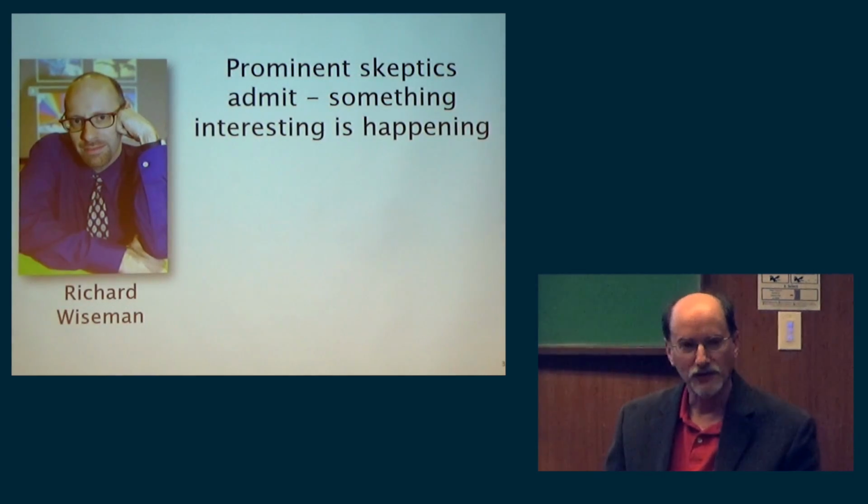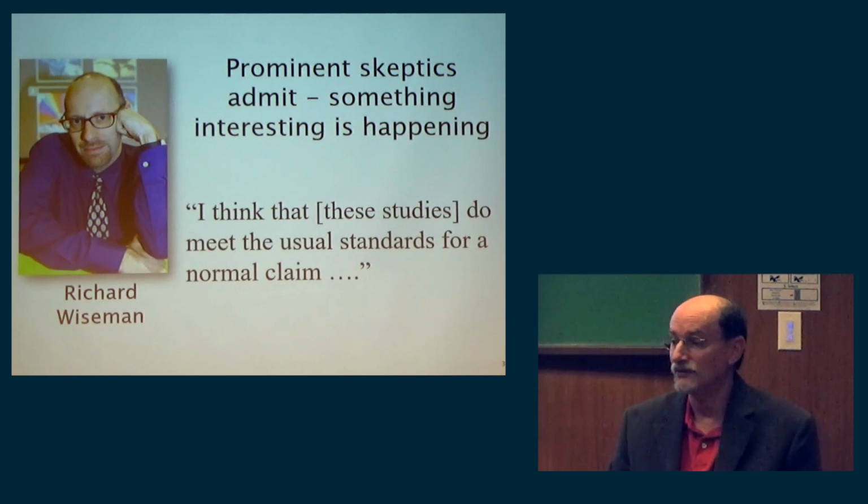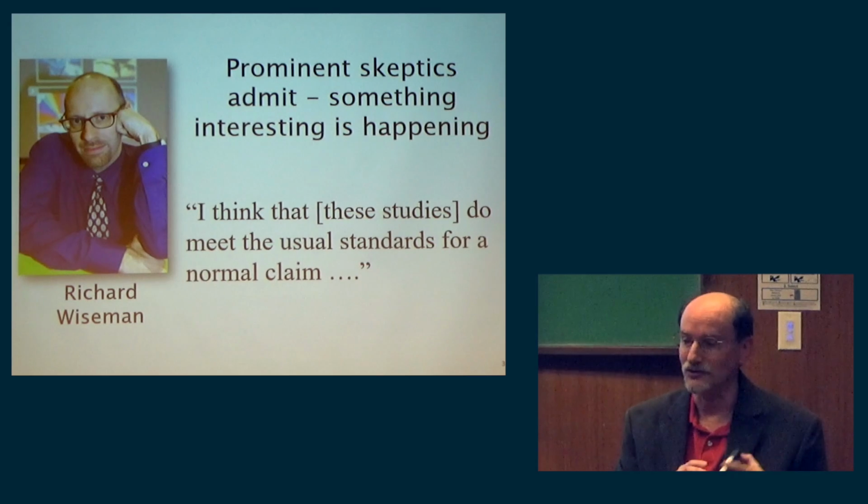The strength of the evidence is sufficient at this point to convince even prominent lifelong skeptics, including this psychology professor in the UK, a prominent skeptic, who has said in a newspaper interview, I think that these studies do meet the usual standards for a normal claim. That means that if telepathy was not controversial, then the data would be overwhelming. People would simply accept it. But because telepathy is controversial, even Richard Wiseman doesn't accept the data. What it tells us is that his a priori probability that telepathy could exist is extremely low. It's down in the 10 to the minus 20th range.